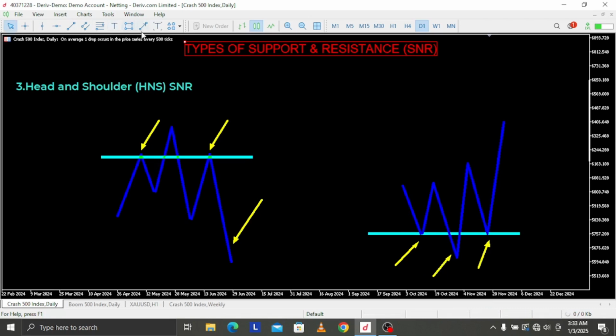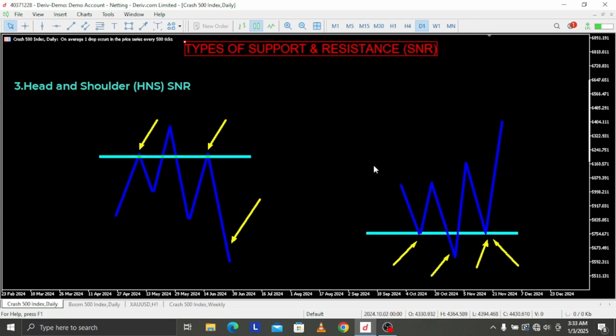So when we are buying on the buy side SNR level, we're just waiting for the price to come and touch the same level here that we have drawn, which is our SNR level, and then we can buy from this particular point, and we can profit from this big move.